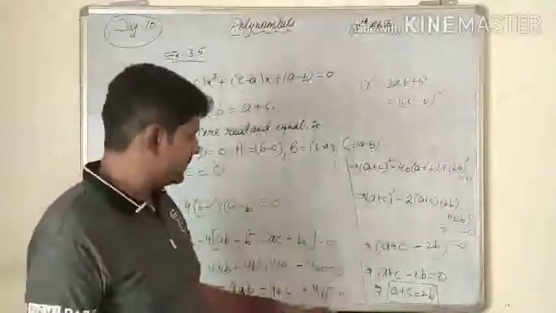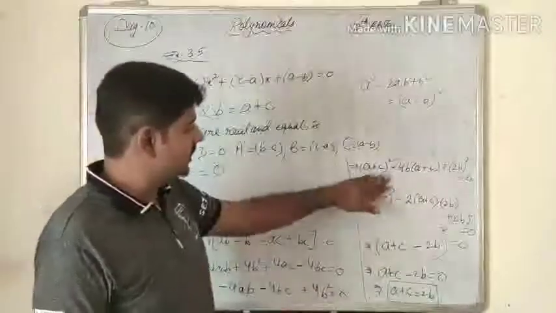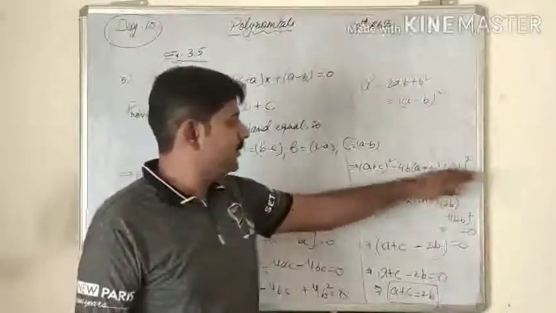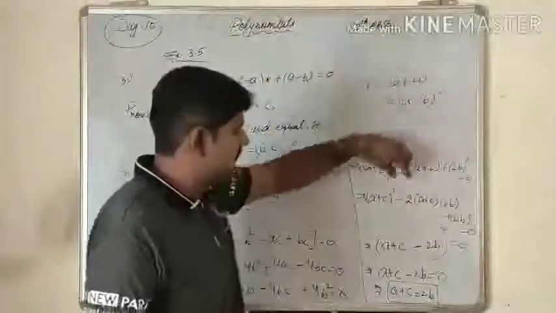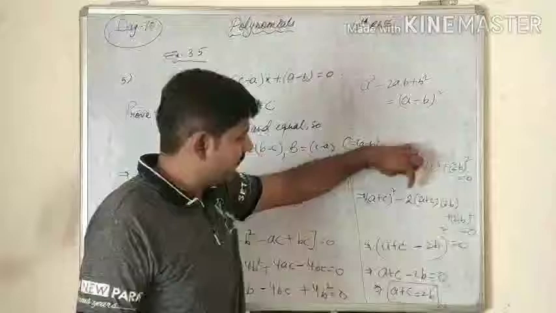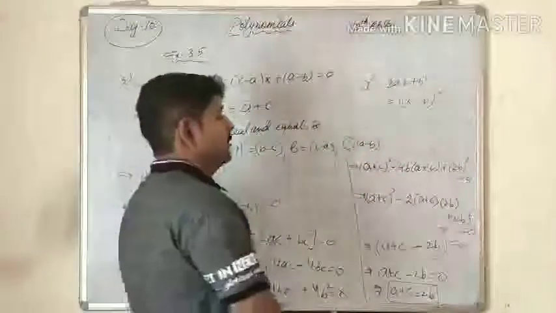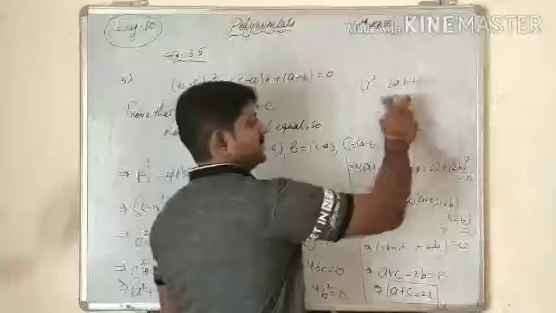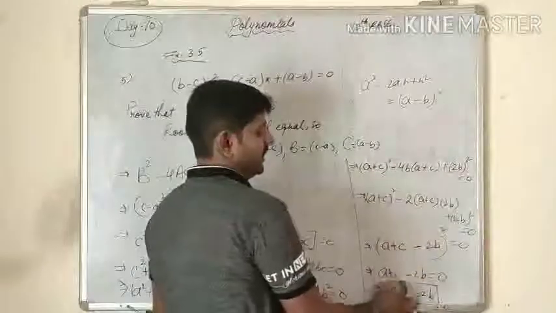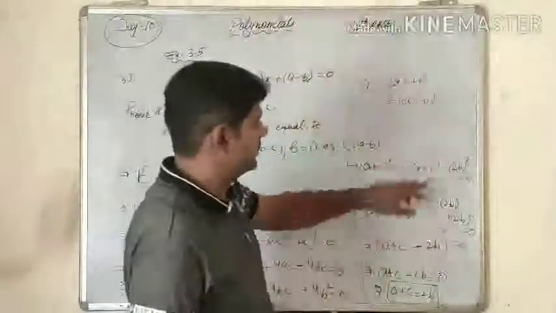It looks like this, 4B square is (2B) whole square. So A square, 2AB, B square. This formula we can apply. So we have written this 2AB in front of this. So 2 into A, which is A plus C, and B, which is 2B. So A square minus 2AB plus B square, its formula is (A minus B) whole square. So A is A plus C, and B is 2B.